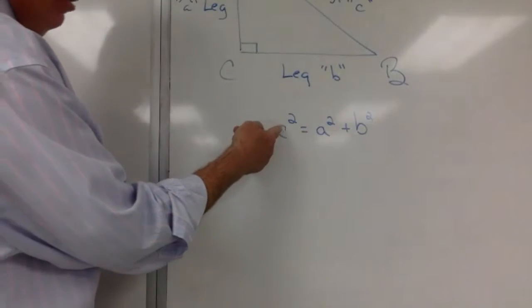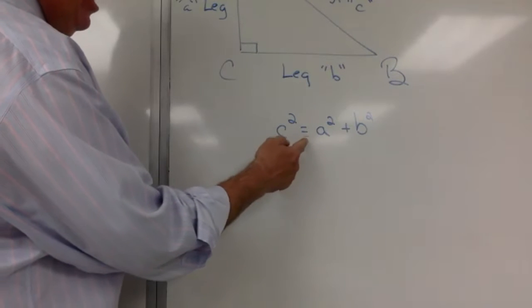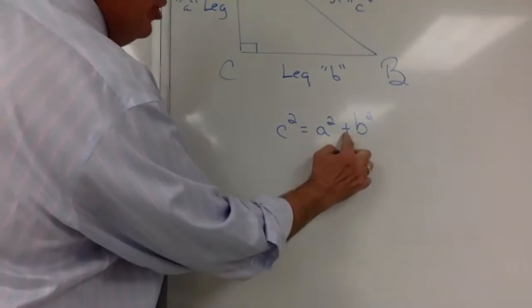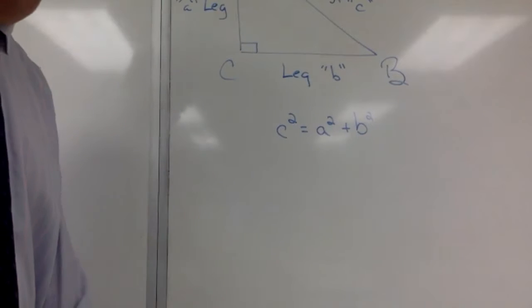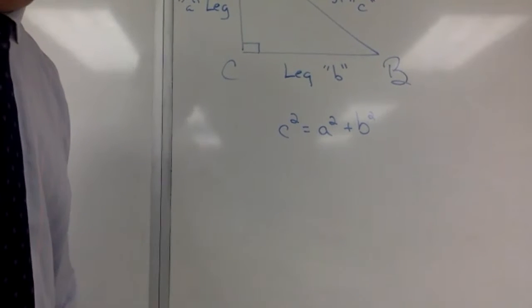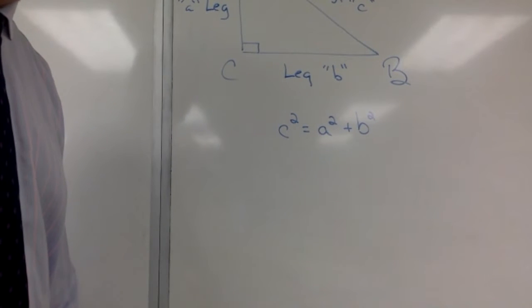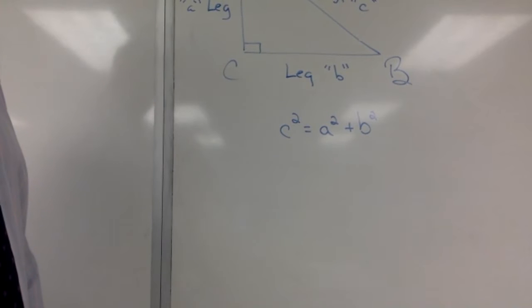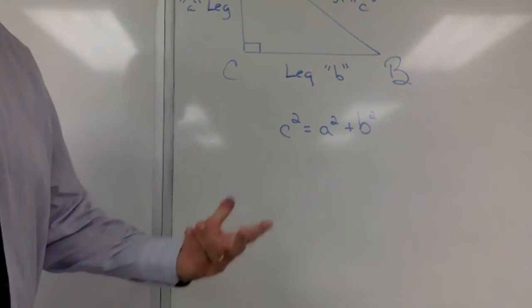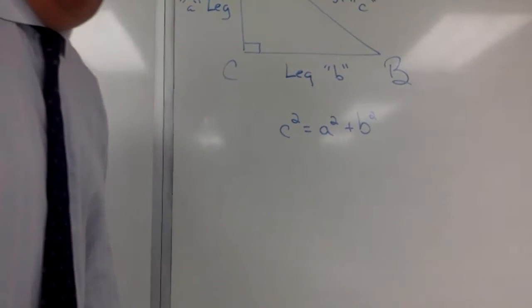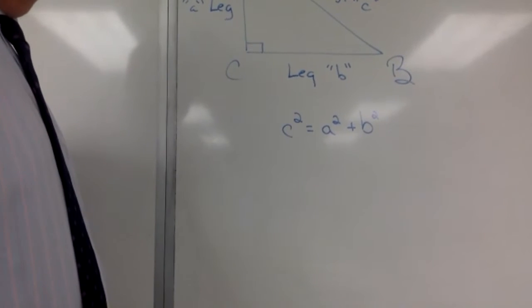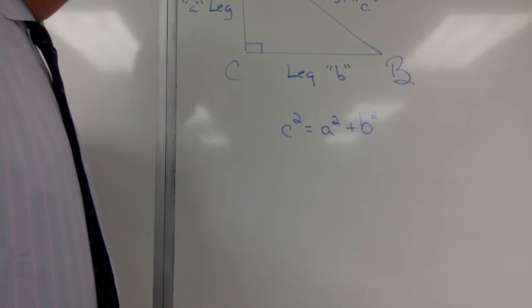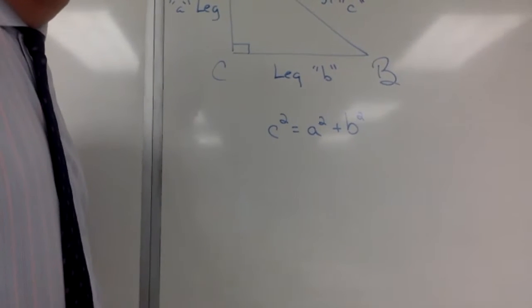The hypotenuse squared is equal to the sum of the squares of the two legs. And that's what we mean by C squared equals A squared plus B squared. Does that make sense? So one of the things we're going to ask you to see if you can do is we're going to give you like 3 numbers, and we're going to ask, are these the sides of a right triangle?